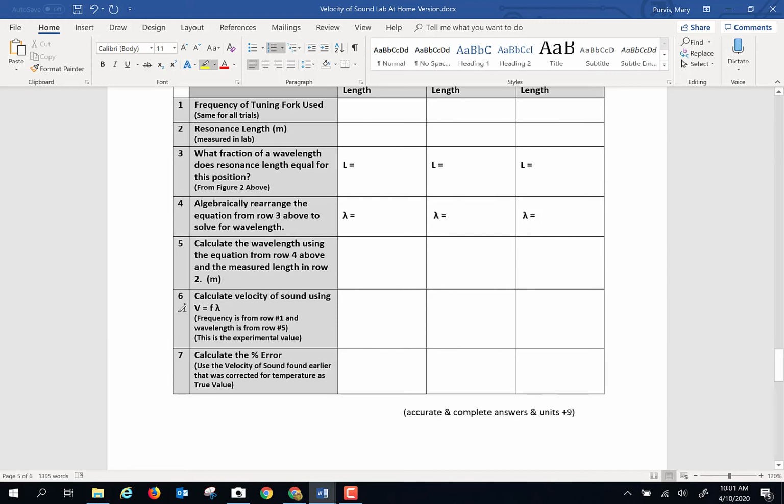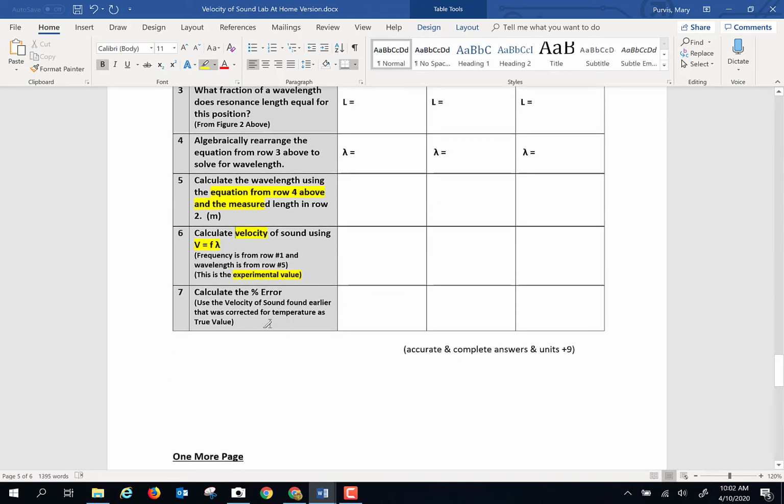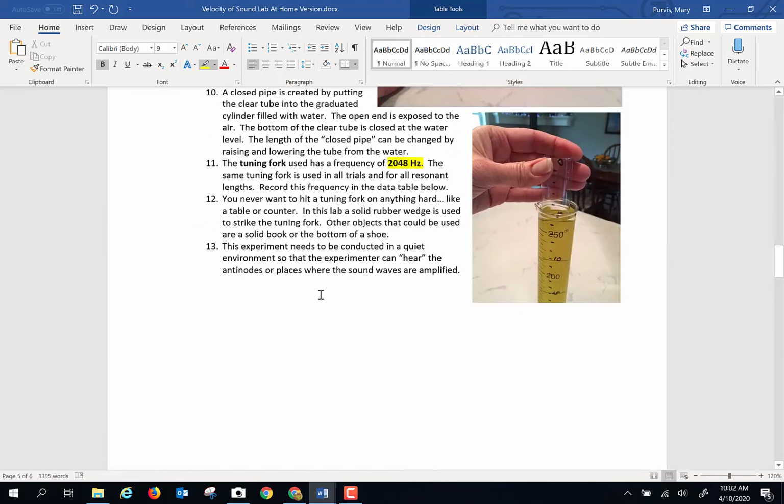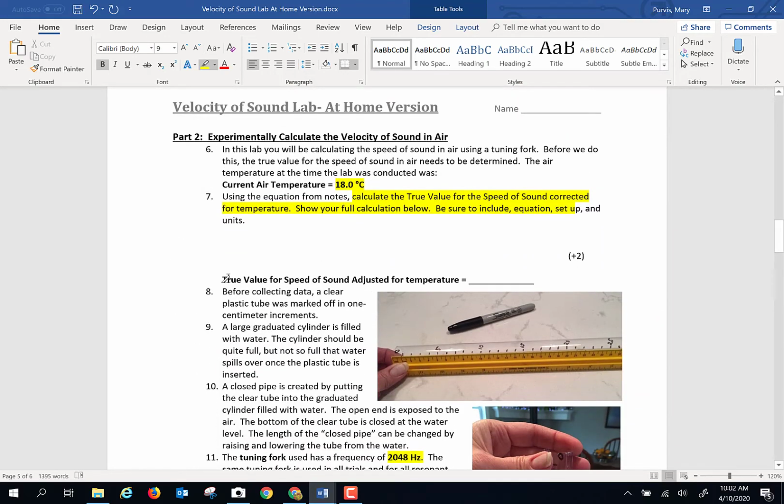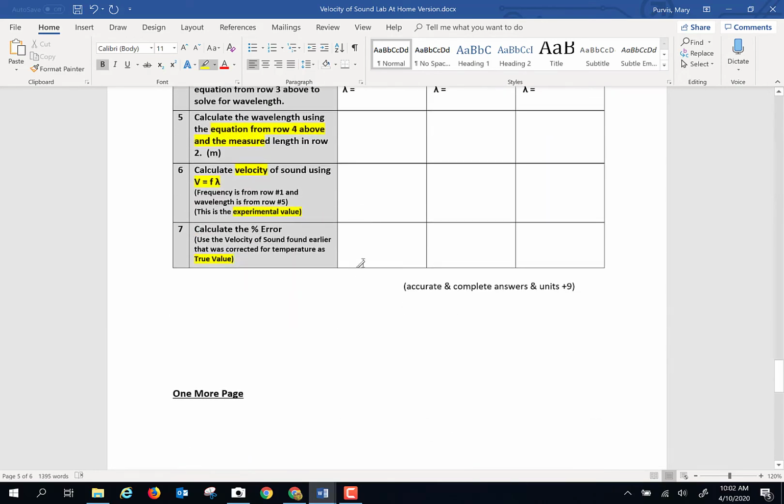And then lastly, in row 6, you're going to calculate the velocity of sound found during this experiment. So you're going to use the wavelength found here. You are going to use the frequency found here, put those into this equation, and that's going to give you your experimental value for the velocity of sound on this day. Then you're going to calculate a percent error. Where are you going to find that true value? Well, the true value is right here. You calculated that earlier when you corrected the speed of sound for air temperature on this day. Then, as always, show me a percent error.